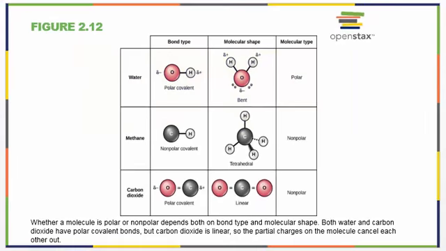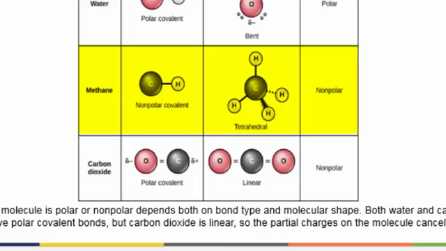Not all covalent bonds work in this way. Methane, for instance, is the opposite. It has a perfectly balanced charge, largely because of its geometric shape. Carbon dioxide is linear. It has a balanced charge as well.